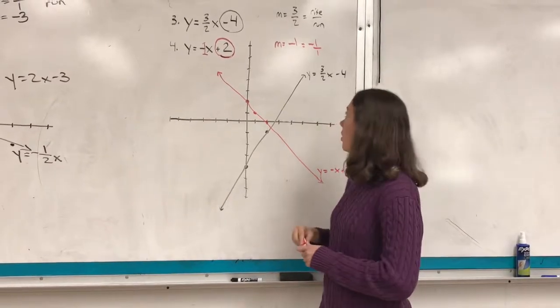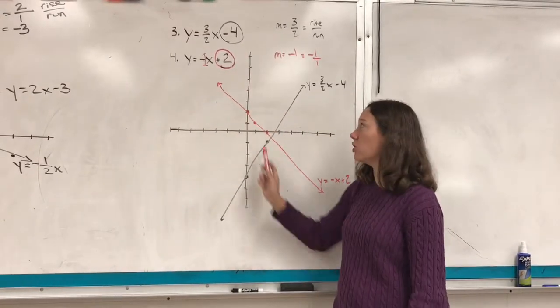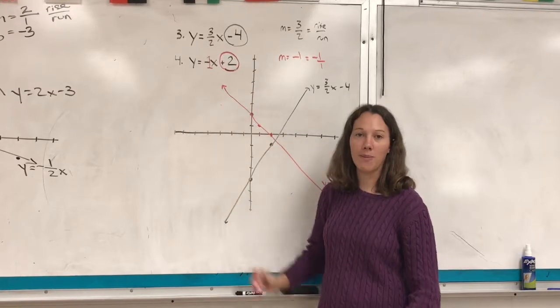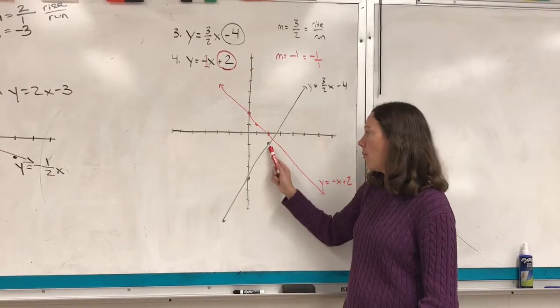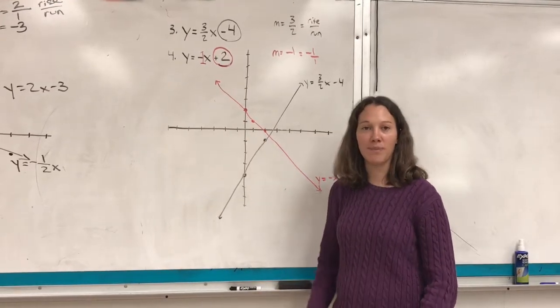So just to recap, you're going to first plot your y-intercept, that is always your starting point, and then you're going to use your slope to find your second point. If it's a positive slope, you go up and to the right. If it's negative in this case, you'll go down and to the right.